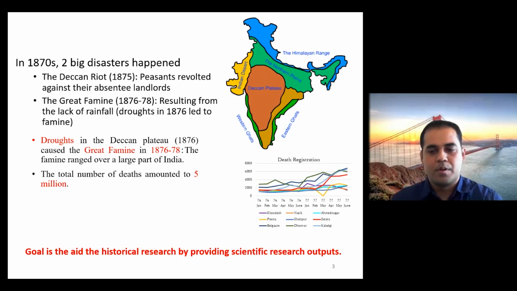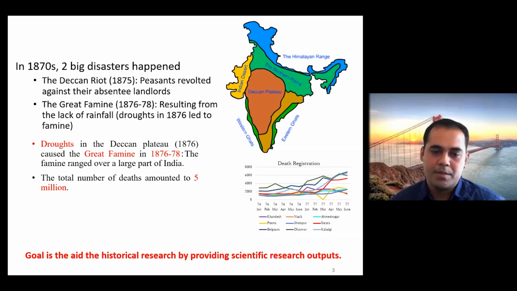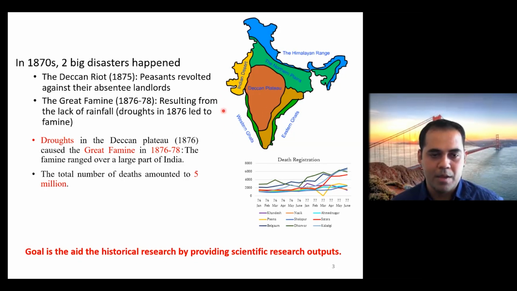But from my point of view as a hydrologist, my main goal in this project is to assist the historical research by providing scientific data. Here we are simulating historical drought event, primarily the Great Famine of the Western India during 1876 and 1878. And by using the model results, we are trying to visualize the extent and severity of the Great Famine by adding a new element, namely the meteorological and hydrological perspective, to an analytical approach. So my goal here is to aid the historical research of the Great Famine in India by providing scientific research outputs.